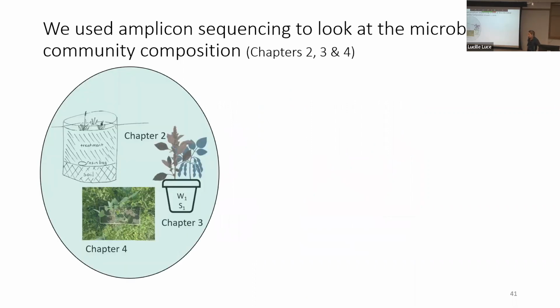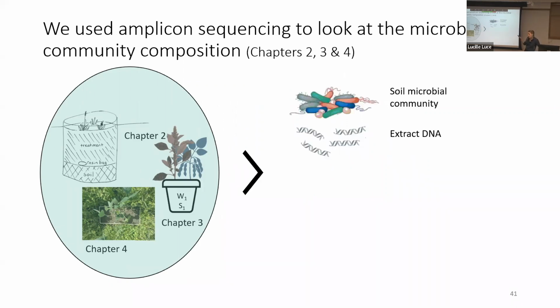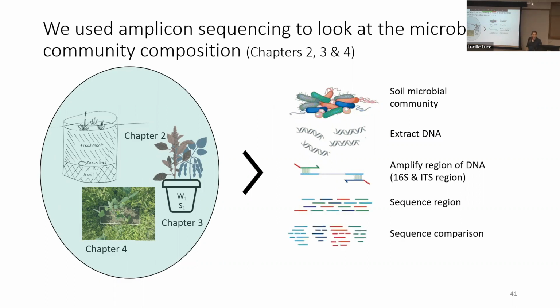So I'm going to go through some data from all 3 of my experiments. And for all of them, to look at the microbial community, we extracted the DNA directly from the soil. And then we amplified different regions of that DNA to look at bacterial versus fungal communities. So for bacteria, we're going to look at the 16S region. And then for fungi, we're going to look at the ITS region. And then we use those sequence regions to come up with a taxonomic classification.